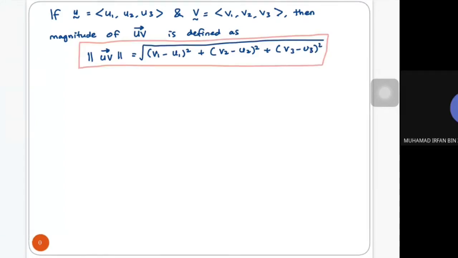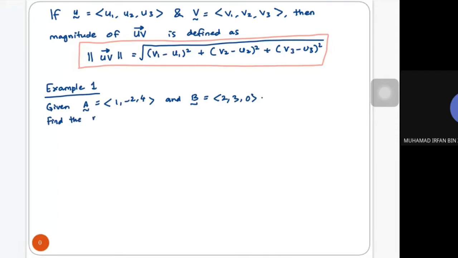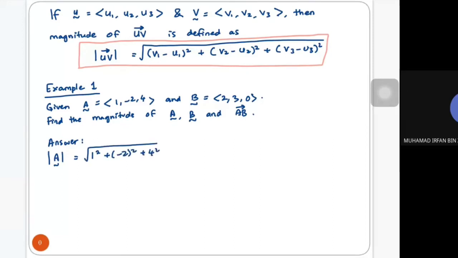Okay, let's try example 1. Given vector A is equal to (1, -2, 4) and vector B is equal to (2, 3, 0). Find the magnitude of A, B and AB. So the magnitude of A will be 1 squared plus negative 2 squared plus 4 squared, which is equal to square root of 21. And the magnitude of B, 2 squared plus 3 squared plus 0, this is equal to 4 plus 9, square root of 13.